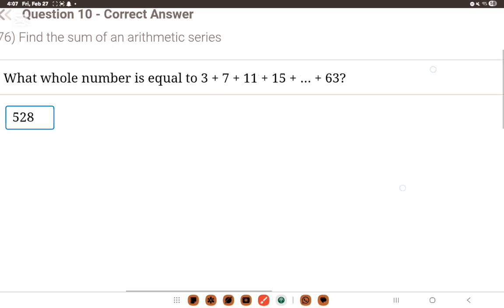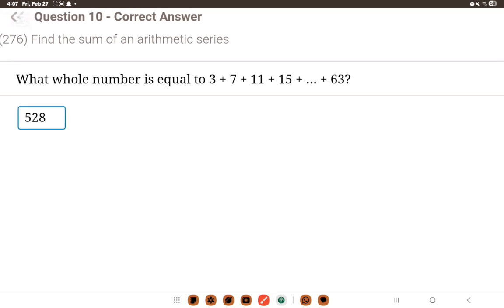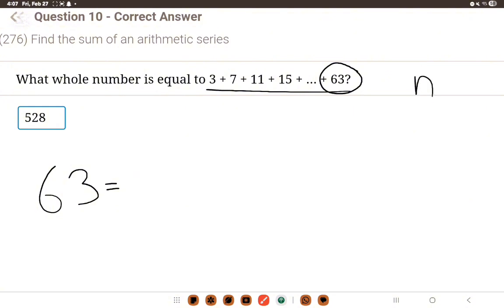Now, what whole number is equal to whatever? Do we have the amount of n? No, we don't. All we have is the last number. So 63 is equal to... we want to find n. Oh no, they gave us an. An is equal to 63. We want to find n, which is the number that you multiply to find this.